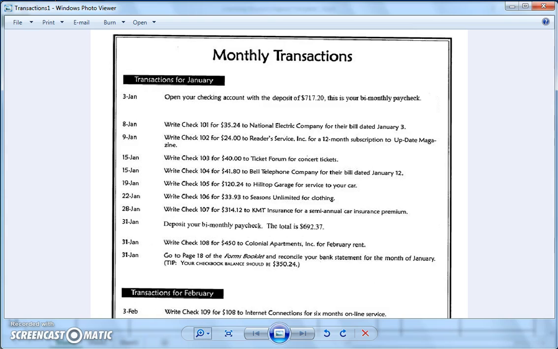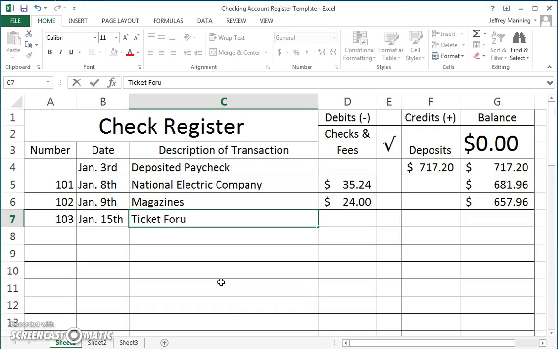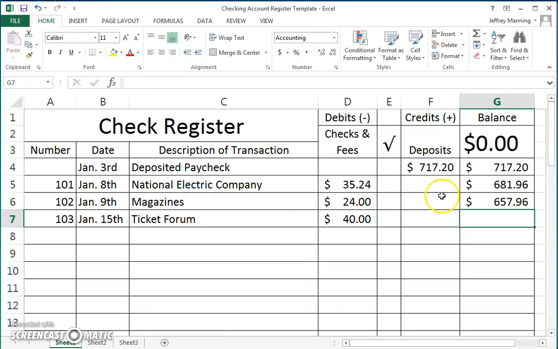All right, let's do one more. January 15th, wrote check 103 for $40 to Ticket Forum for concert tickets. All right, check 103, January 15th. That was Ticket Forum. All right, I forgot. How much did we spend? We spent $40. And since we spent the money, we are going to subtract it, leaving us with $617.96.